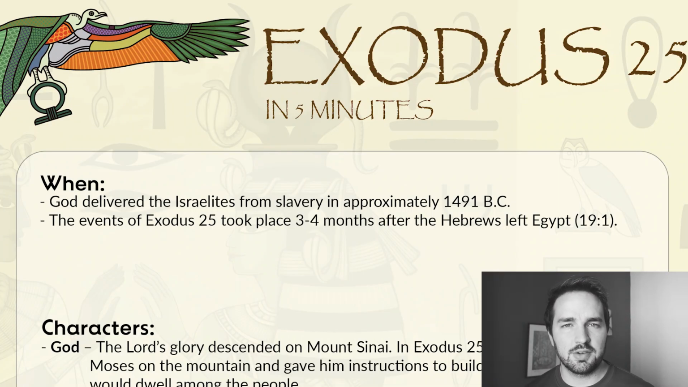When did the events of Exodus chapter 25 take place? Well, the Israelites got out of slavery in Egypt about 1491 BC. These events would have taken place about 3 to 4 months after that, and we know that based on Exodus chapter 19 and verse 1.